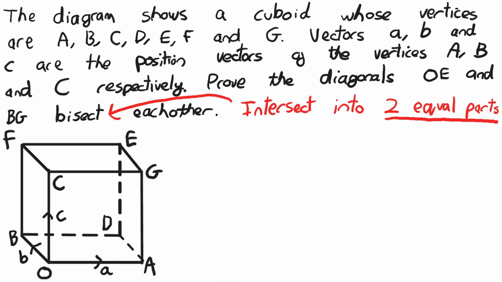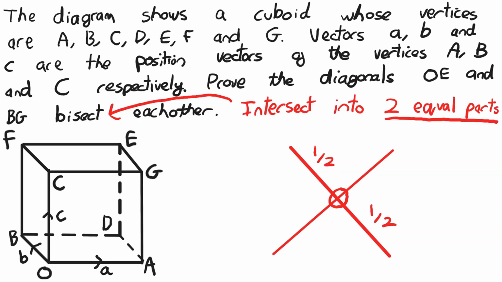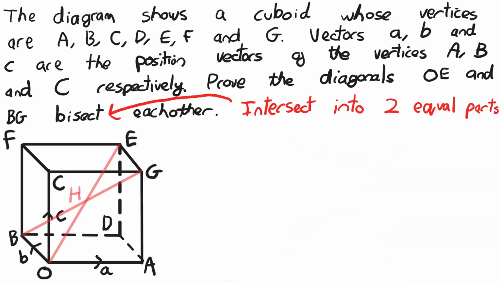So what that means is if you have these two lines here, so they intersect here, let's say these two lines both have a length of 1. If they bisect, it means this line is split into 1/2 and 1/2, and it's the same with this line here. This is split into 1/2 and 1/2. So we need to prove this. So this is what it's going to look like on the diagram.